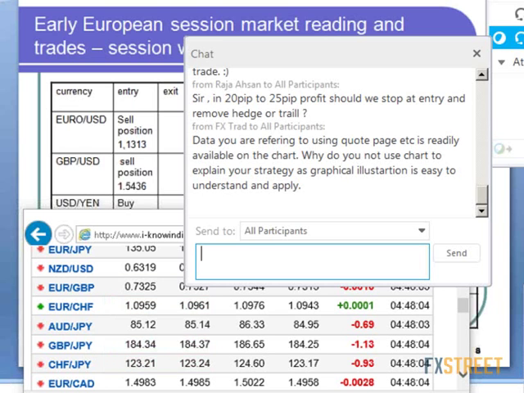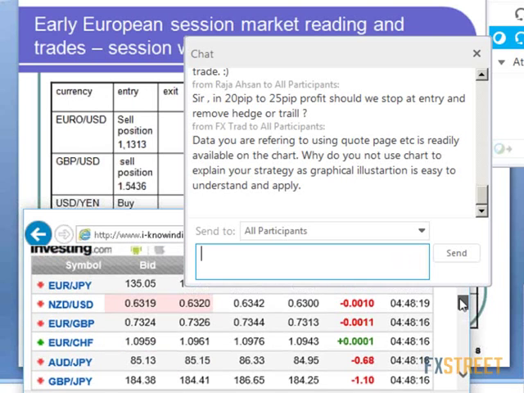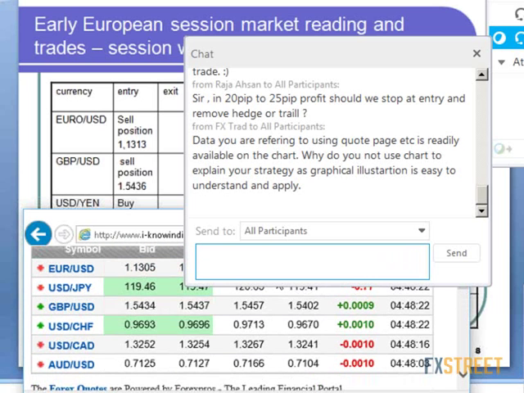Okay, Raja. In 20 pips to 25 pips profit, should we stop at entry or remove the hedge order? So if you are aiming for about 25 pips profit, you can continue to hold the hedge order, and once the position makes 15-20 pips profit, keep the stop at entry. And once it shows about 20-25 pips profit, grab the profit straight away, so that the stop at entry will prevent any loss. Once the position has seen the profit, if the market reverses, you will not hold the position. It will stop out. That way you can eliminate the risk.